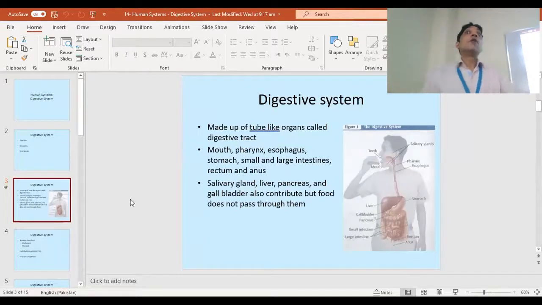Just imagine if you are eating purely meat, chicken. Now what will happen? Your stomach will start producing the pepsin and the HCl according to the amount of the protein present in the food.